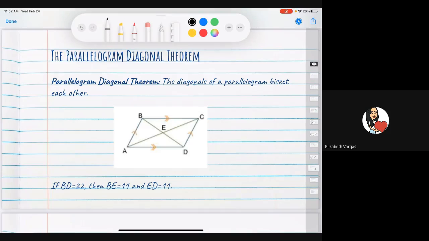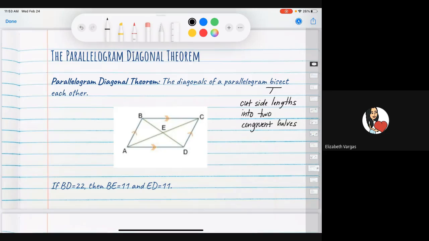So what do we know about bisects? Well, we learned that bisects cut side lengths into two congruent halves. Right? We've looked at these before. And so what does that mean? Well, that means that our diagonals bisect, creating two congruent halves.